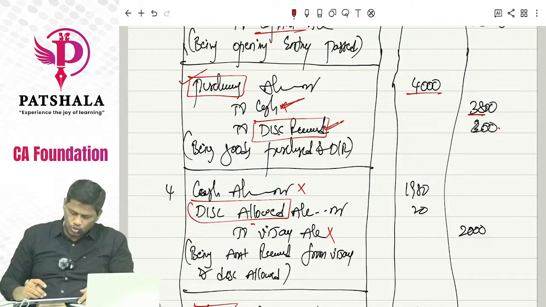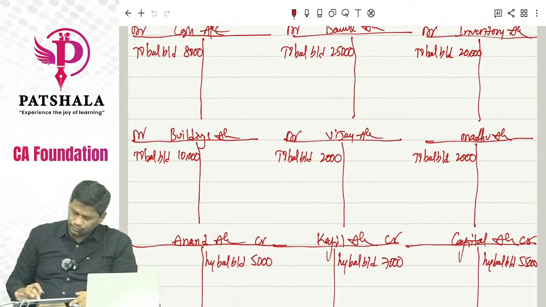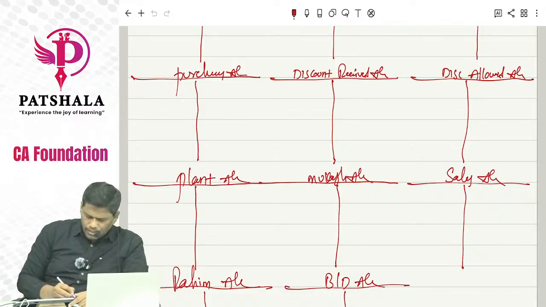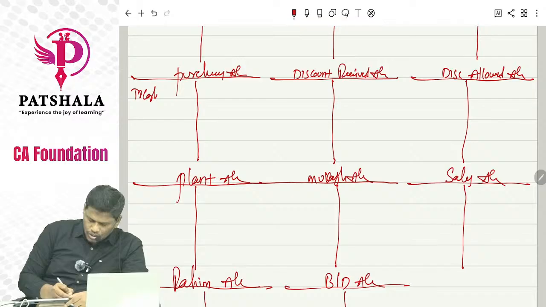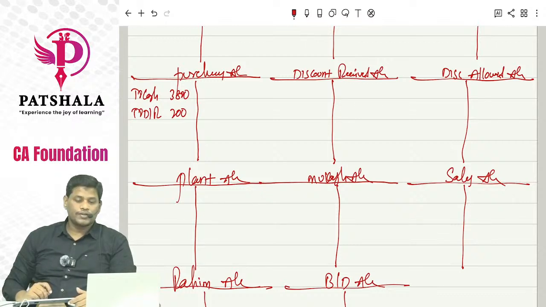Here, so go to purchase account first. Go to purchase account. Write the date, same date, 2022 January 1st. To cash 3,800, to discount received 200. Go to purchase account. Write the date as 2022 January 1st. To cash 3,800, to discount received 200.